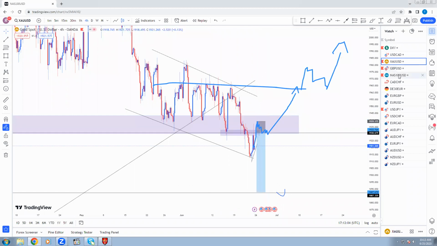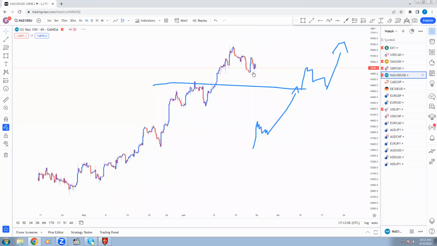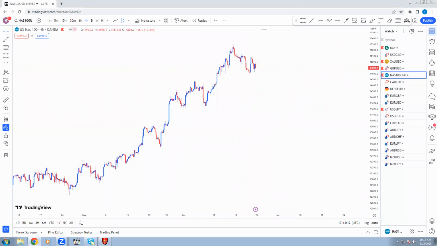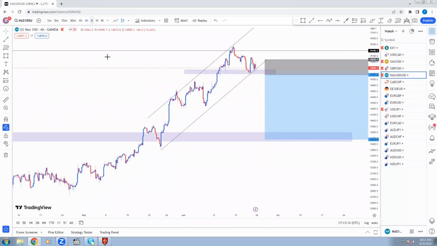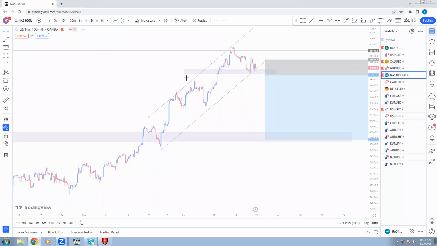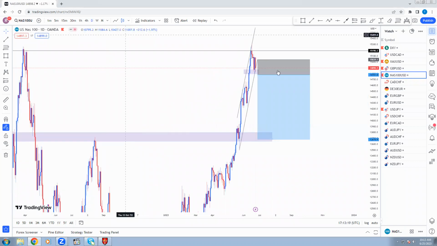So let's take a look at NASDAQ. Let me remove those drawings. Let's take a look at NASDAQ. So let's move to my daily time frame. So as you can see on my daily time frame, let me just unzoom this.